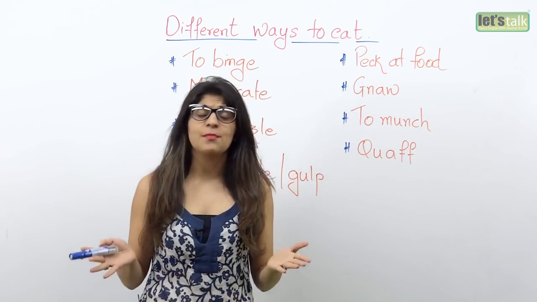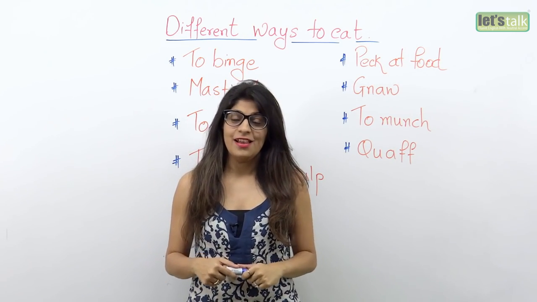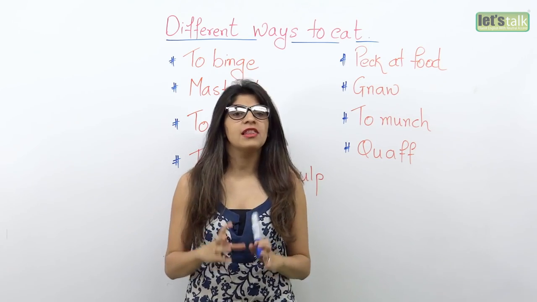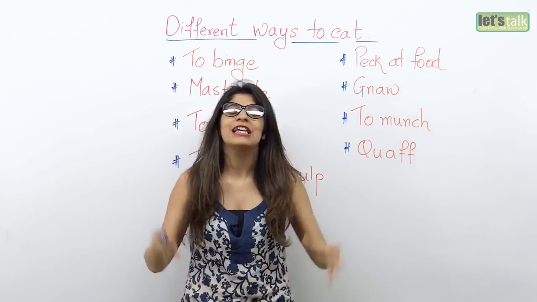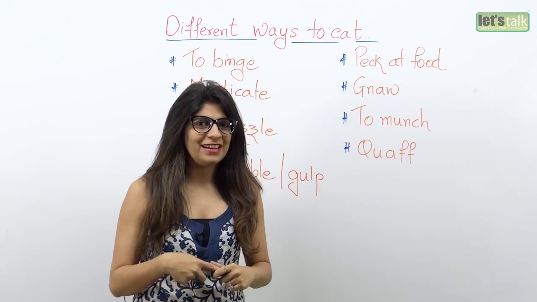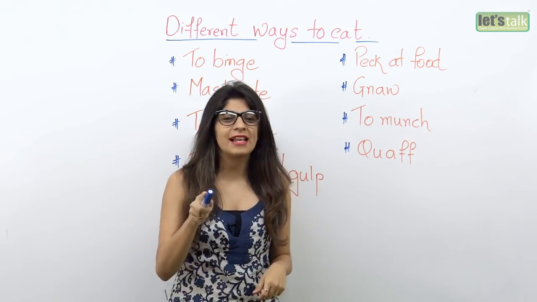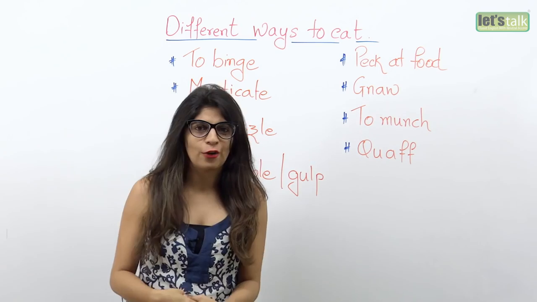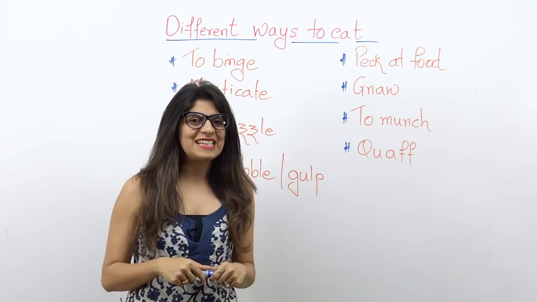Well, eating is the most important thing that we do every single day. So in English, we have a list of vocabulary that would help you to talk about the different ways of eating. Pretty interesting, right? Now this would help you to talk fluently the next time you are extremely hungry or when you are talking about food. So let's get started.